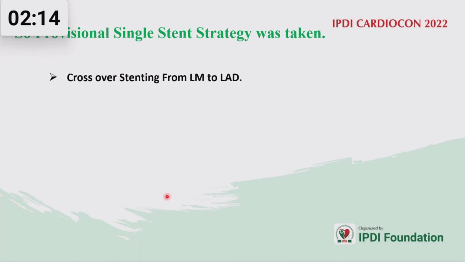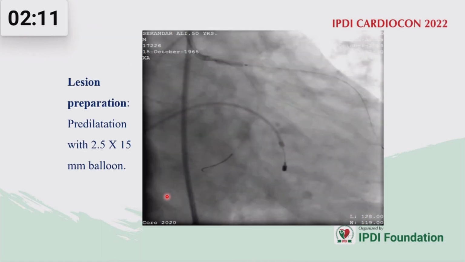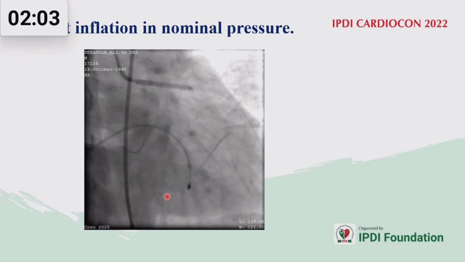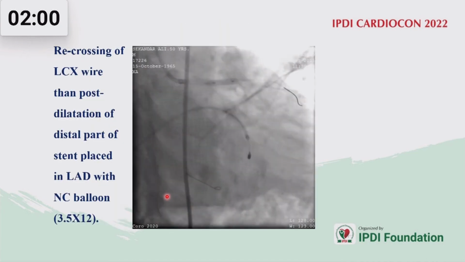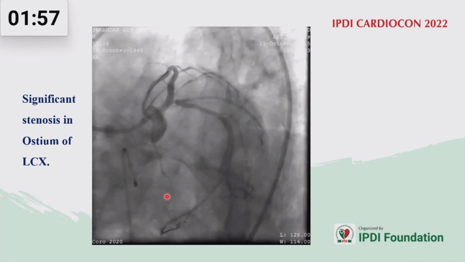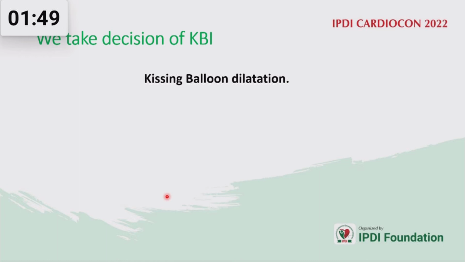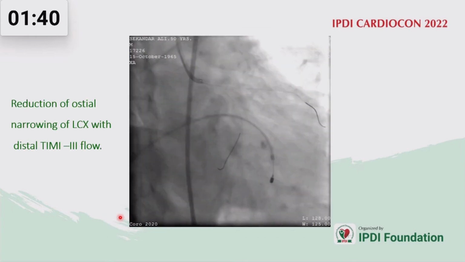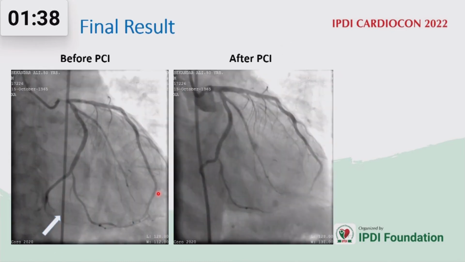In my first case, crossover stenting from left main to LAD was done. This is the pre-dilatation, this is the stent placement, this is the inflation of the stent, and this is the POT. After POT, there is significant stenosis of the LCX ostium. What do I do? Recross the wire and do kissing balloon dilatation. So kissing balloon was done, and this is the final result after kissing balloon inflation.